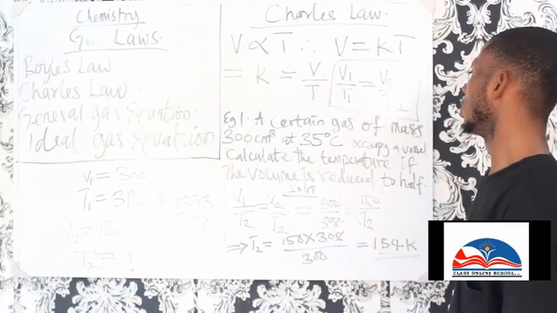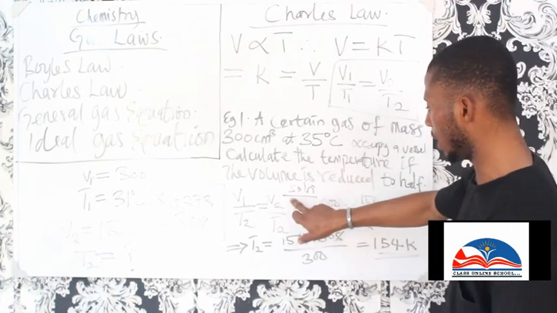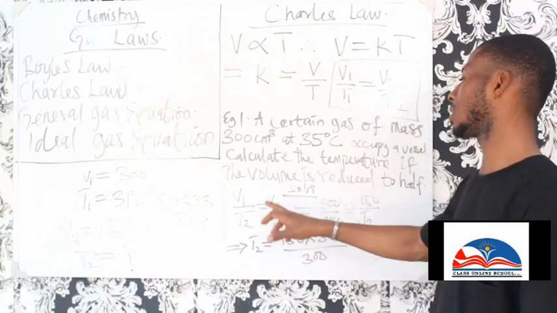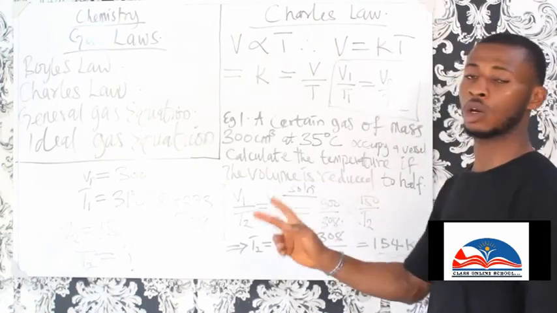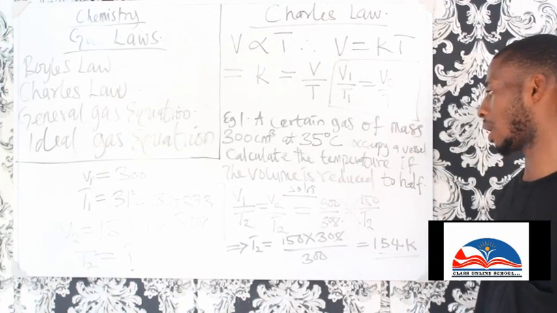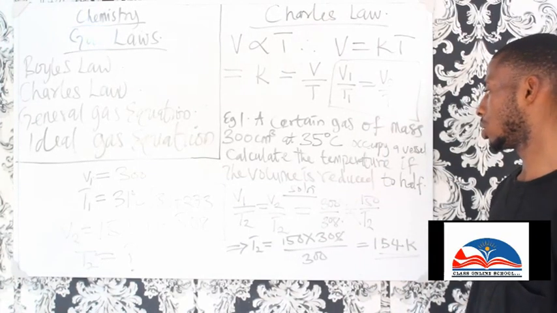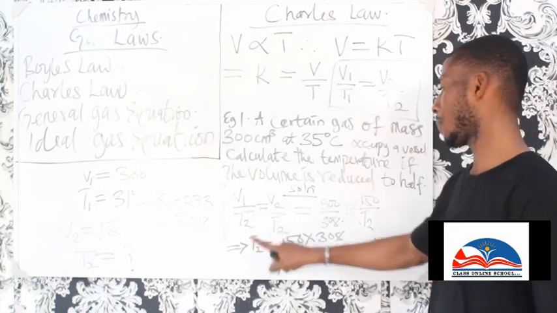Okay, now they may ask us for V2 or T2. Now it's left for us to cross multiply, making V2 the subject of the formula.